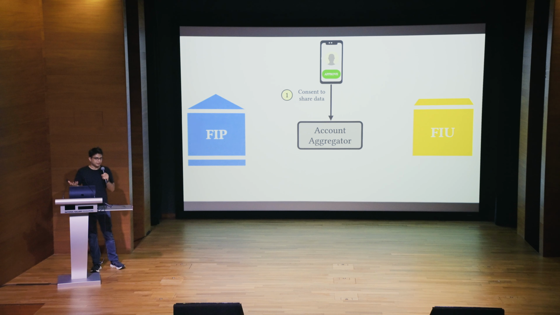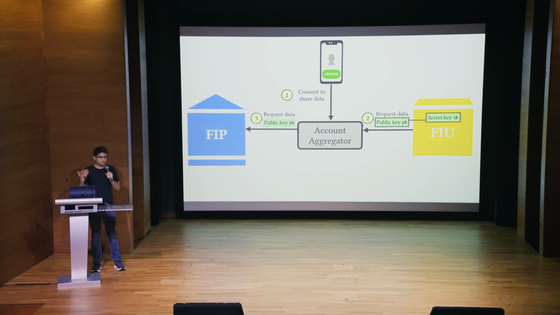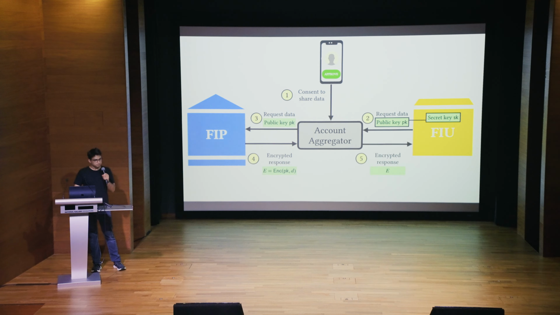First, the workflow begins with the user consenting to share data, following which there's a request from the FIU that is accompanied by a public key, for which the corresponding secret key sits with the FIU. The account aggregator collects these things and then forwards the request to the FIP, which then retrieves the appropriate data and encrypts it under the public key that it got through this channel, and then sends an encrypted response to the FIU. On receiving this encrypted response, the FIU is able to decrypt and perform whatever computation it wants on this data, and then output the result of this computation and take action appropriately.